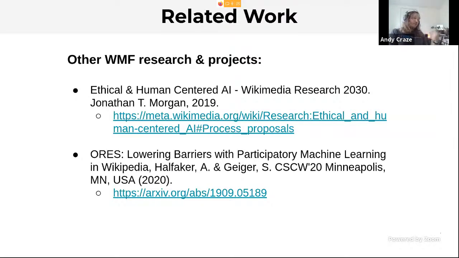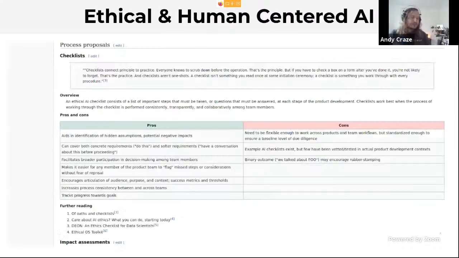First and foremost, Jonathan Morgan in 2019 made some very interesting proposals related to ethical and human-centered AI for part of the Wikimedia Research 2030 program. Also, there is the ORES paper, Lowering Barriers with Participatory Machine Learning in Wikipedia, written by Halfaker and Geiger. Let's talk about these real quick.